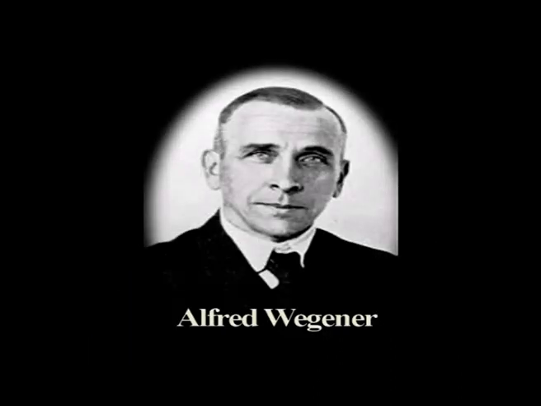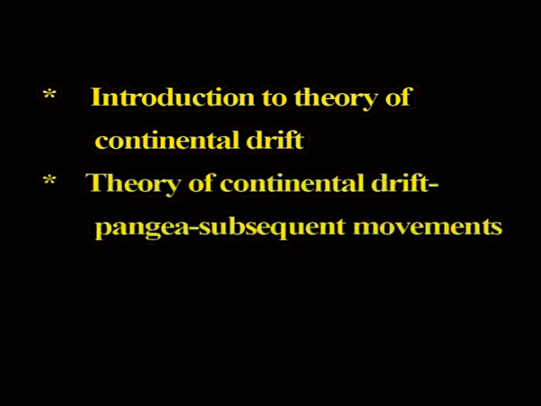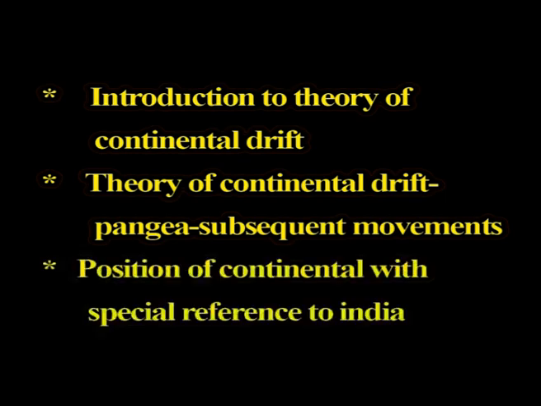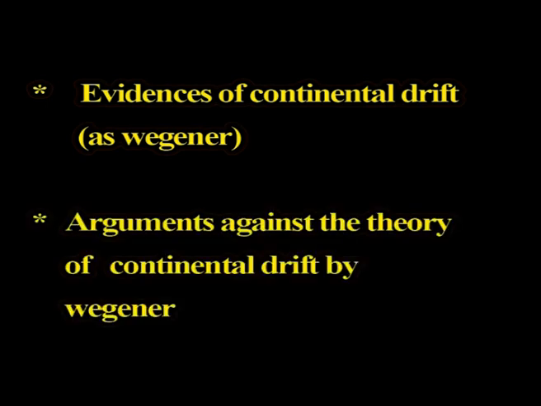As usual, in this episode also we have 5 subsections. One is the introduction to the continental drift theory. The second one is the theory of continental drift, Pangea and subsequent movements. Third, the position of the continents with special reference to India. The fourth is the evidences of the continental drift theory as per Wegener. And the last, fifth aspect is the arguments against the theory of continental drift by Wegener.